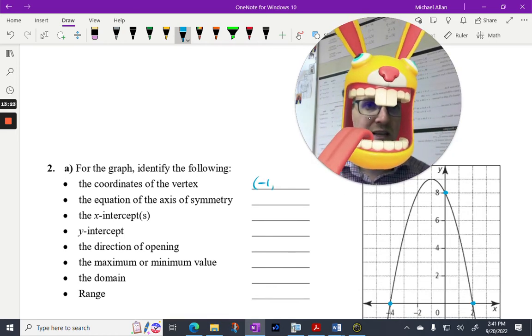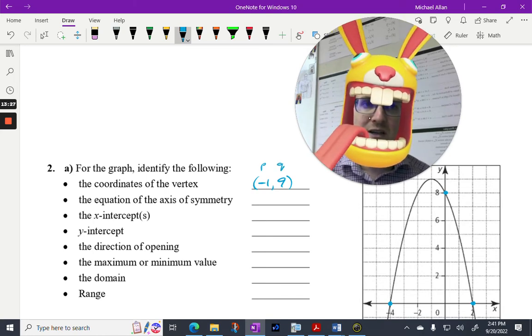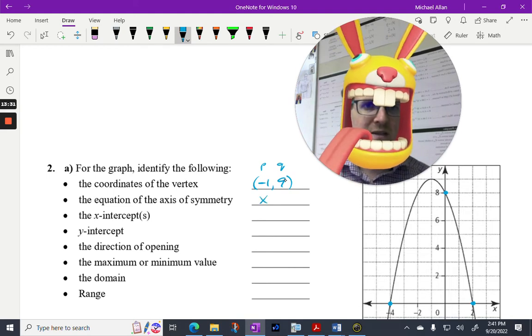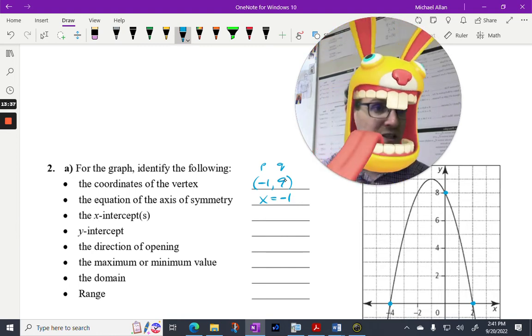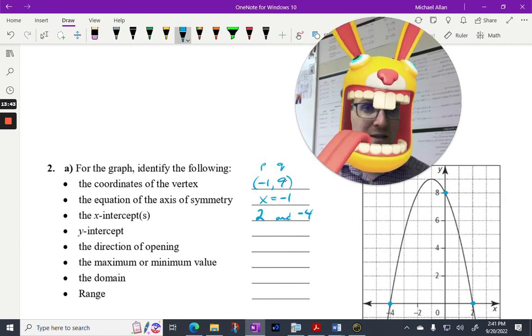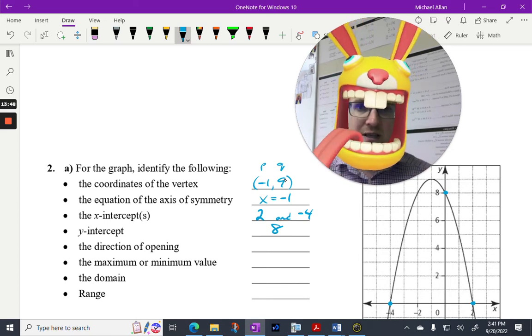So we've got negative 1, 9. Remember, that is also the P and the Q. We're going to use that for later. I'm just going to mention that right now. Axis of symmetry, because I know the vertex is negative 1, 9, my axis is negative 1. My x-intercepts are 2 and negative 4. My y-intercept is 8. If you want to put them as a point, you can. We're going to use it as a point later on.